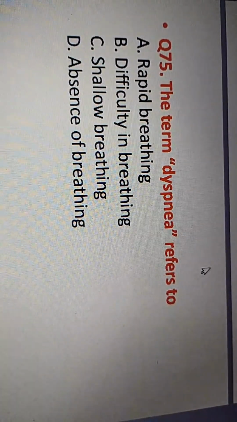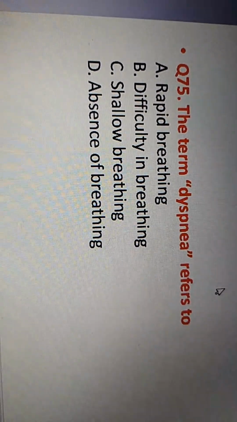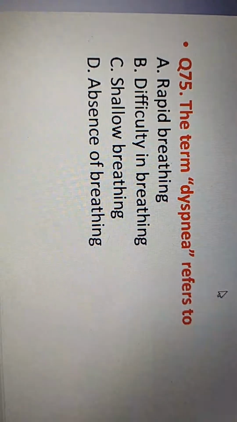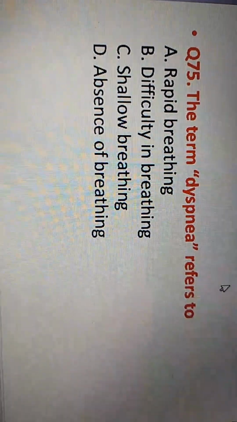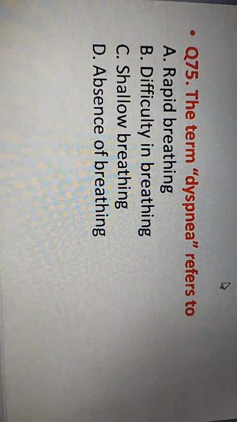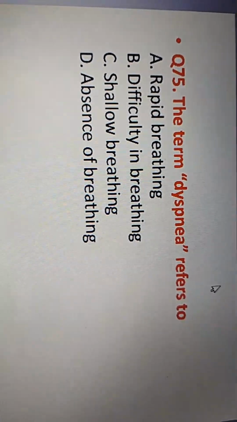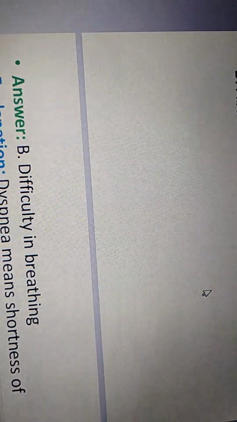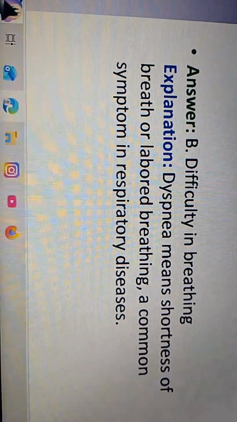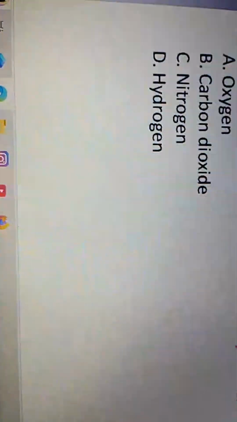The next question: the term dyspnea refers to? Option A, breathing; option B, difficulty in breathing; option C, shallow breathing; option D, absence of breathing. The correct answer is option B, difficulty in breathing. Dyspnea means shortness of breath and labored breathing, a common symptom in respiratory diseases.